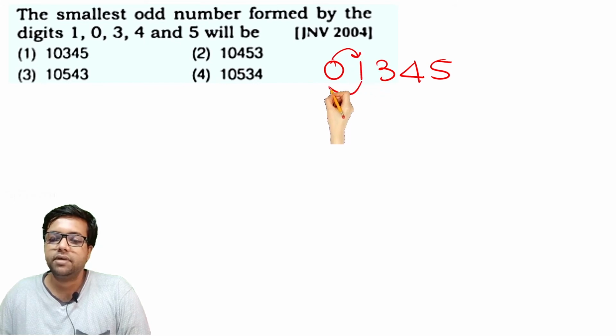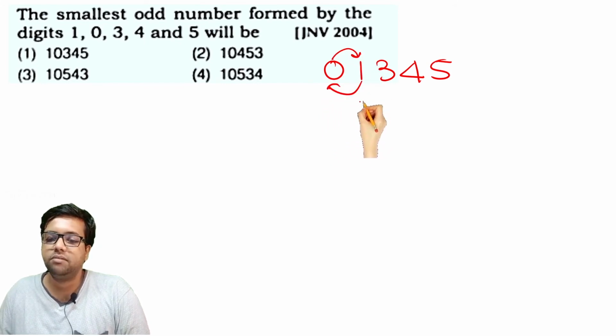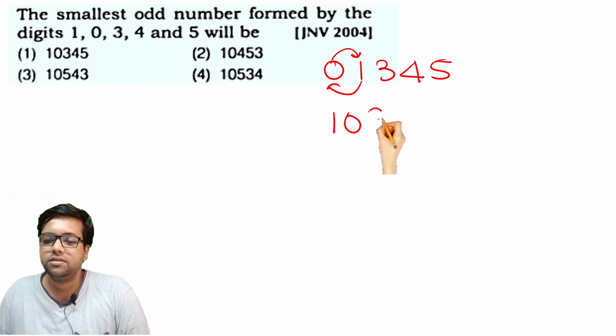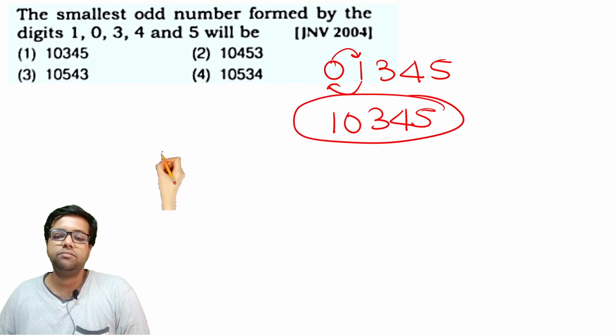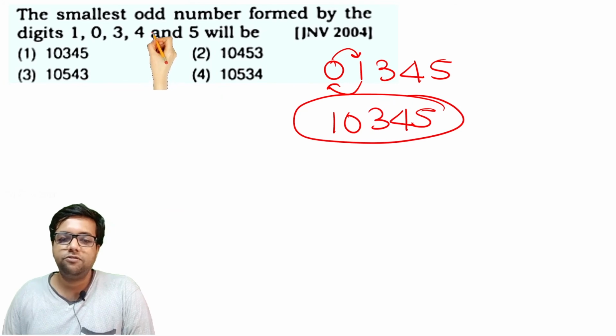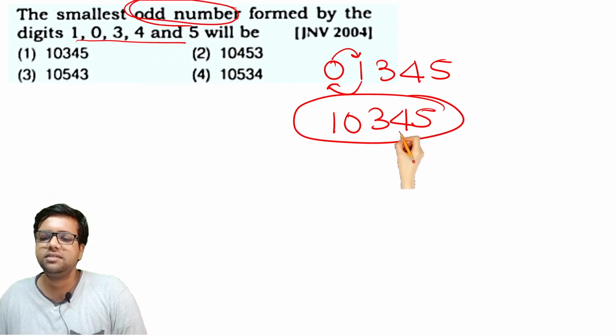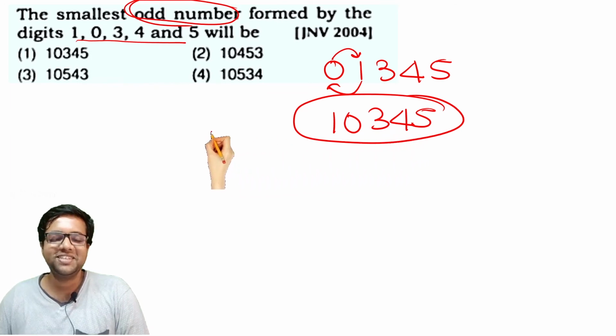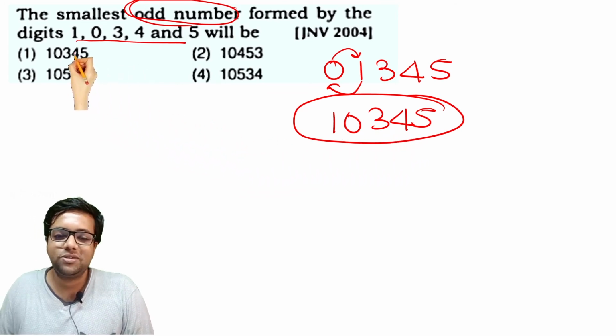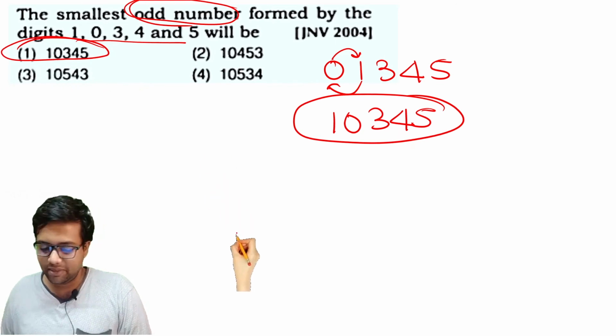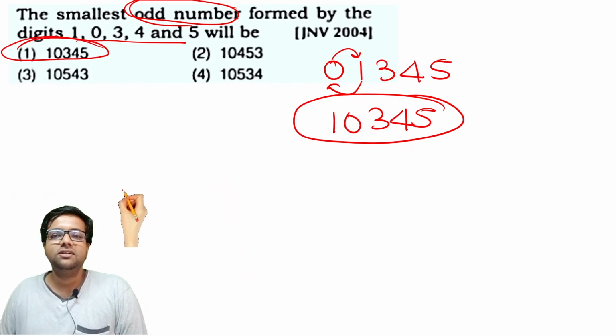So exchange the values which are the immediate neighbor of 0. 10345 should be the smallest 5-digit number which can be formed from the given set of numbers. But we are also supposed to find the odd number. Surprisingly, it is the only odd number that we are getting here after forming it. So 10345 is available in option 1. So option 1 is your right answer.